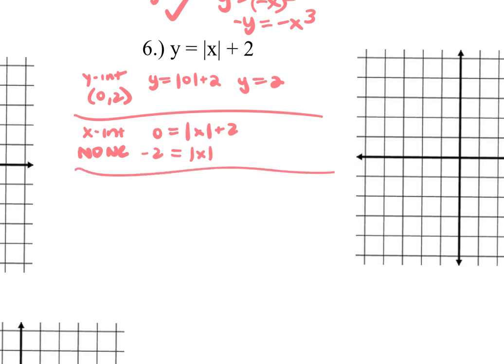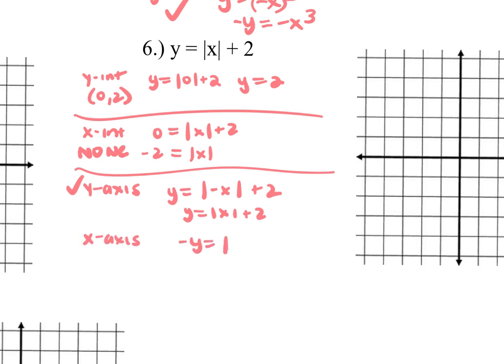Now your symmetry, y-axis symmetry, plug in the -x. A negative inside the absolute value, if it's just the variable there, is going to make it go back positive. So it does have y-axis symmetry. The negative on the y is not going to change, so it fails x-axis. And the negative on the x and the negative on the y, one goes back to the original, but the other does not. So it fails that too.